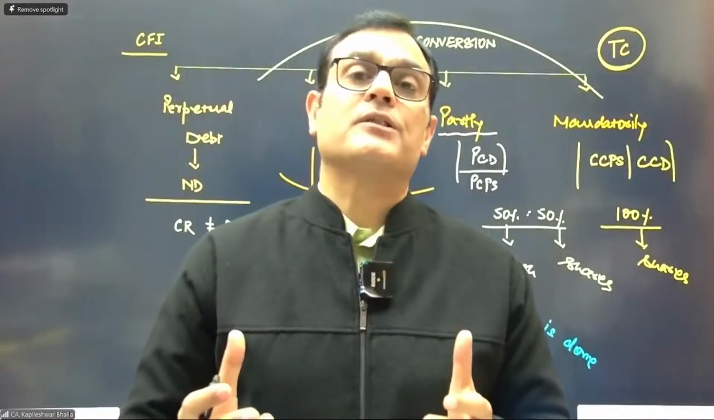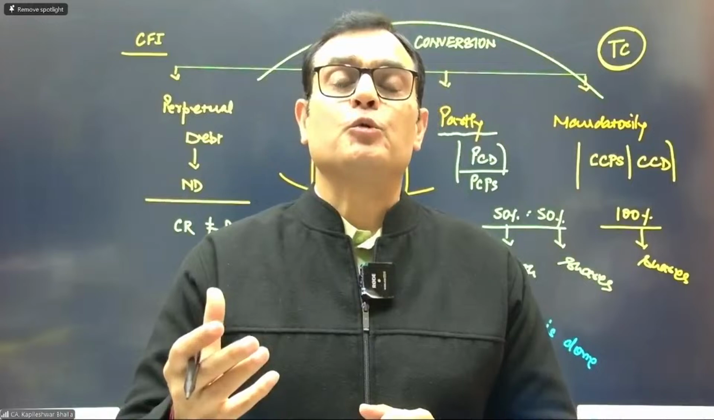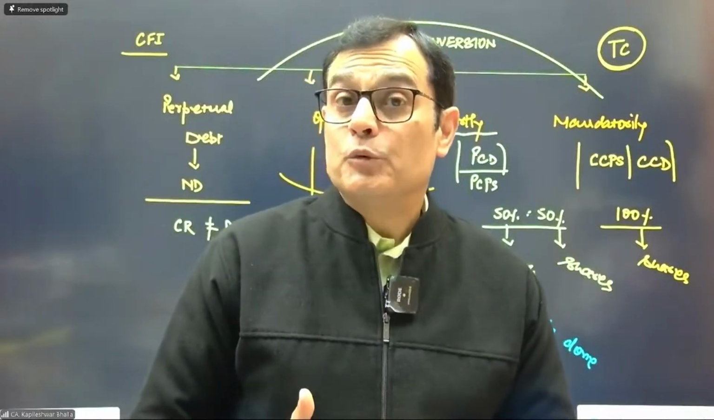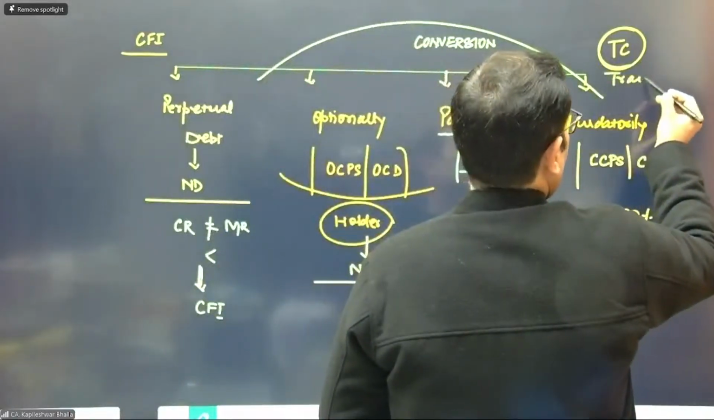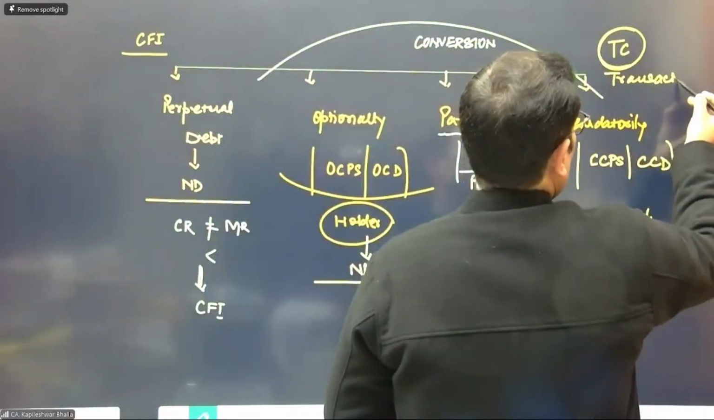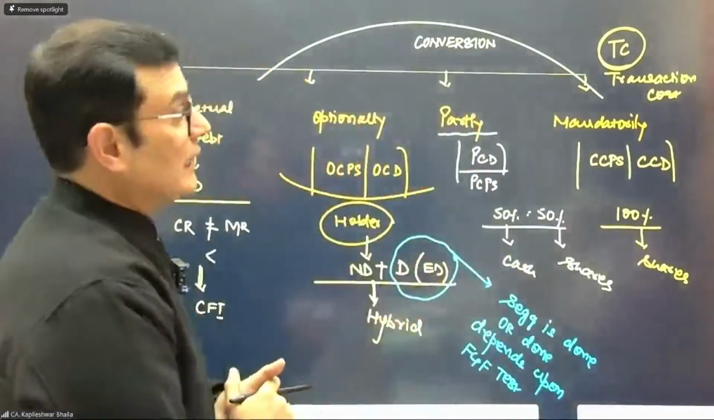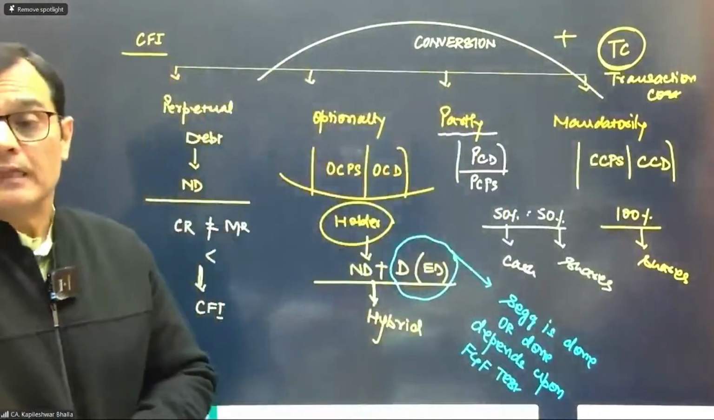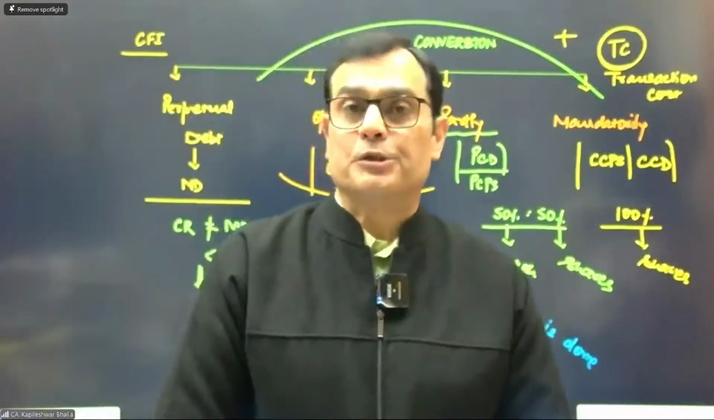The concept of TC is called a transaction cost. When a company issues a particular instrument, they may incur some money, what is called an issue expense. And in terms of Ind AS, we technically call this a transaction cost. So in some questions, we're also going to add the flavor of a transaction cost as well. How does the transaction cost make an impact on my calculation?